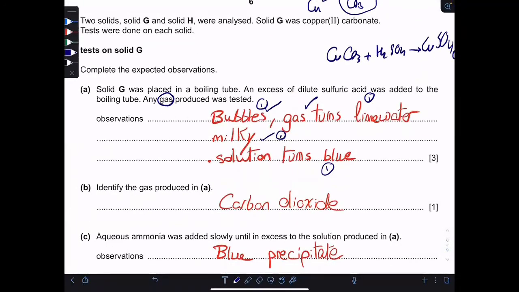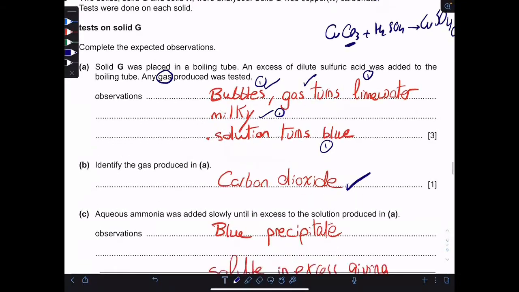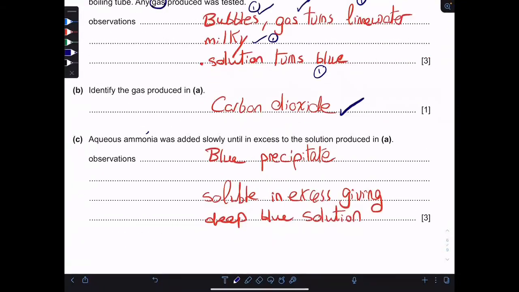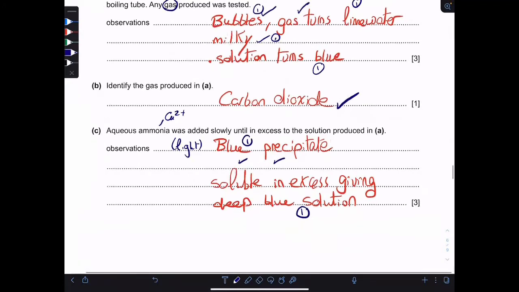Identify the gas produced in A. Of course, it's carbon dioxide since carbonate is present. Then he added aqueous ammonia. Aqueous ammonia is a test for copper ions. It gives a blue precipitate or a light blue precipitate, which is soluble in excess, giving a deep blue solution. A deep blue solution is worth a mark. Blue precipitate is for a mark. Is for 2 marks.